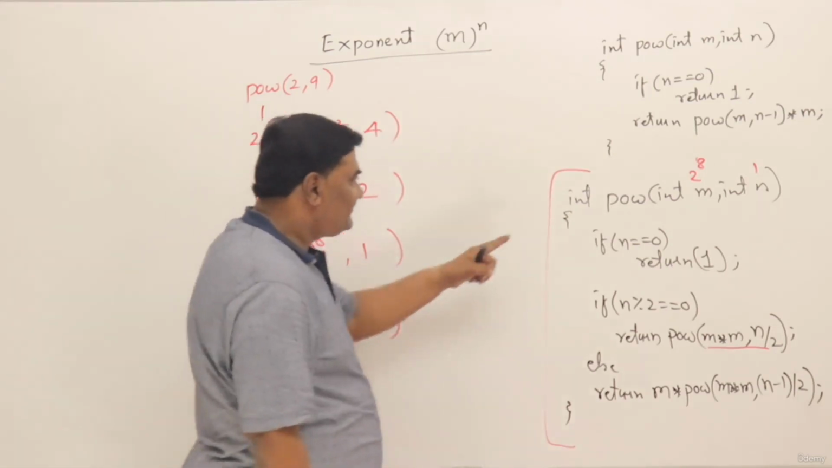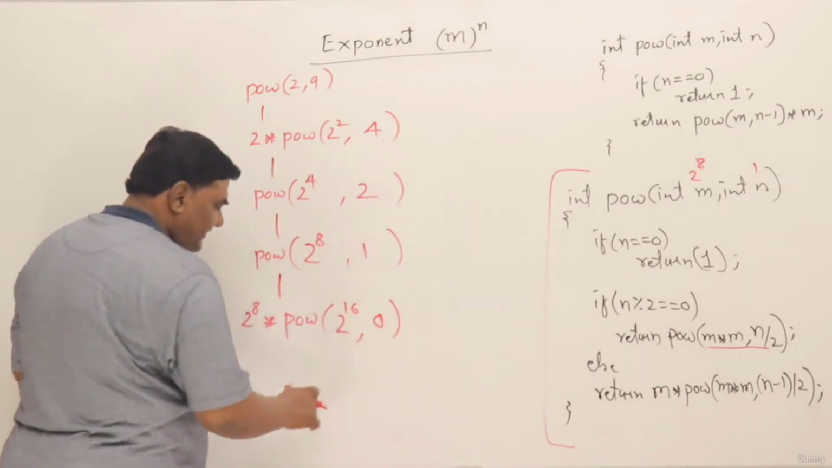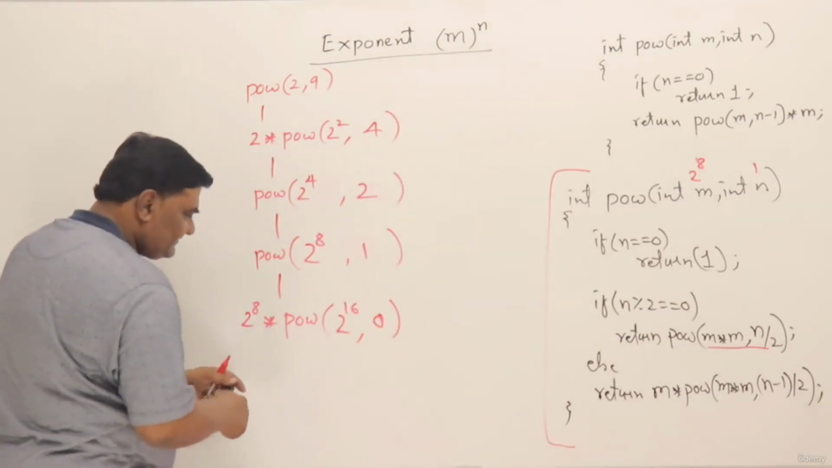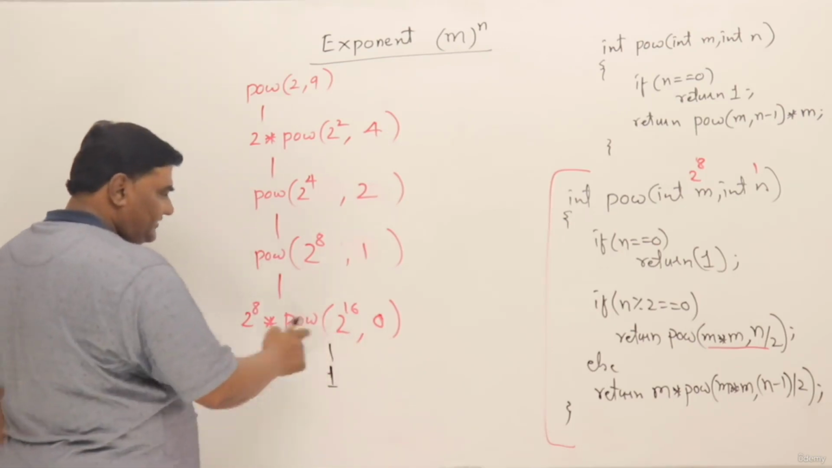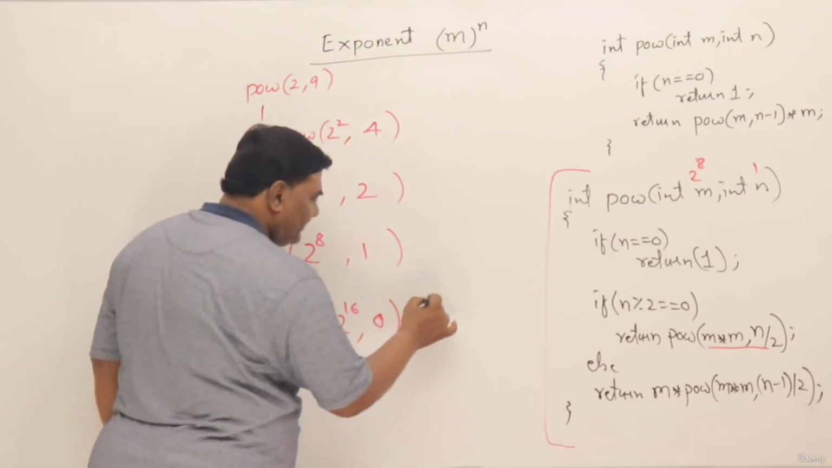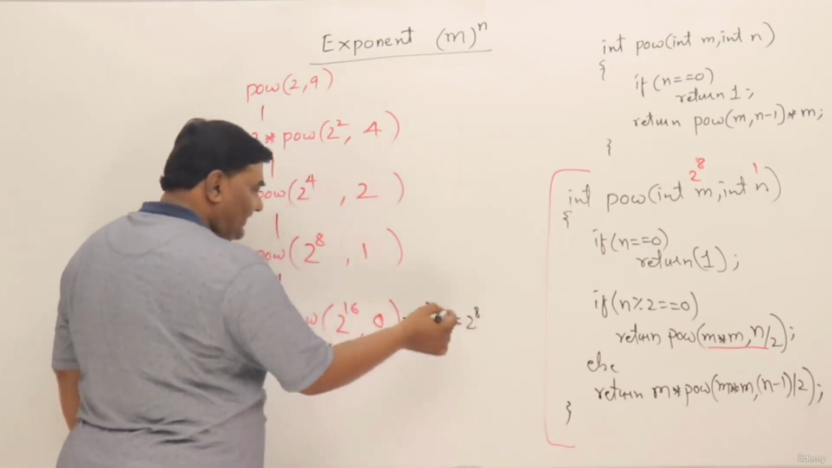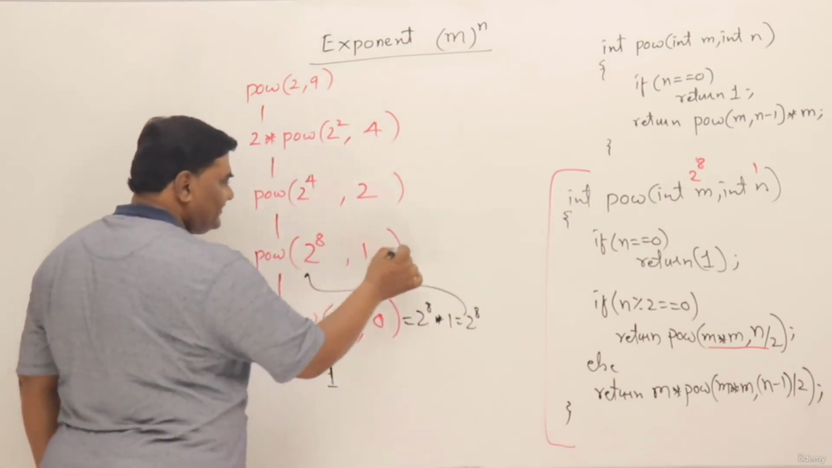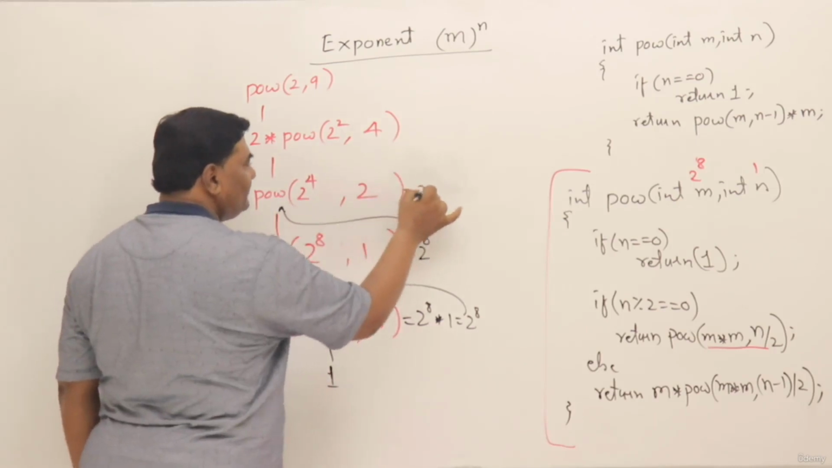Now n has become 0. So for 0, it returns 1. So for the 0 value, the return result is 1. Now what will it become? 2 power 8 into 1. So this is 2 power 8. And 2 power 8 goes here. So this becomes 2 power 8. And 2 power 8 goes here. This becomes 2 power 8.